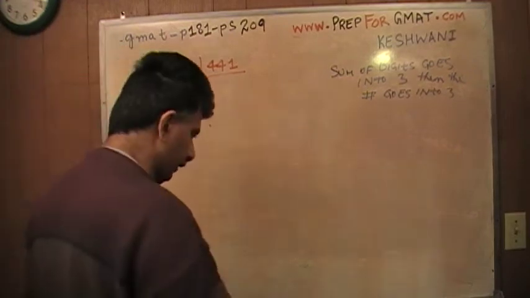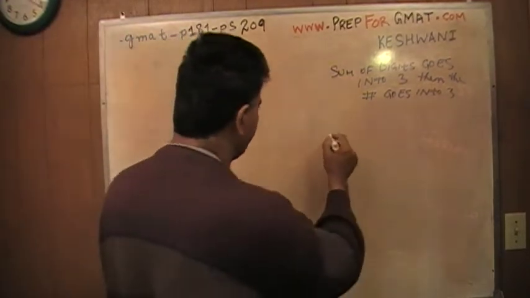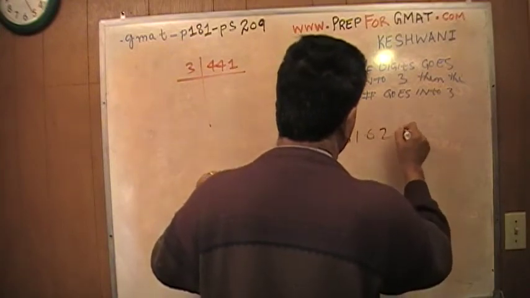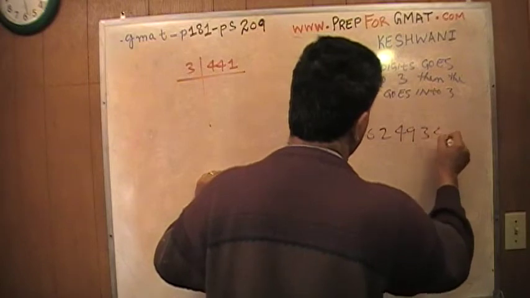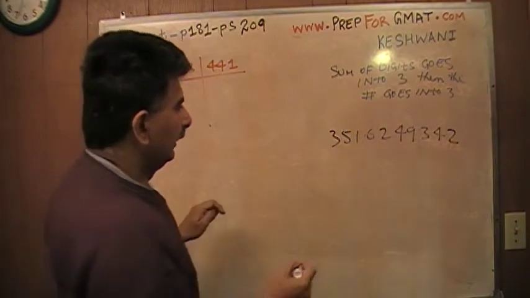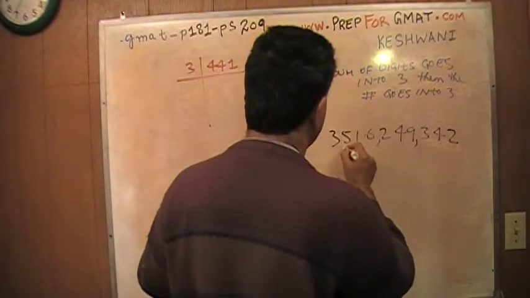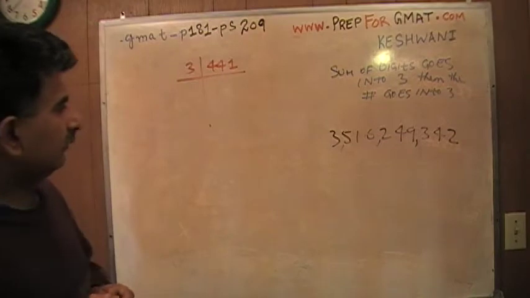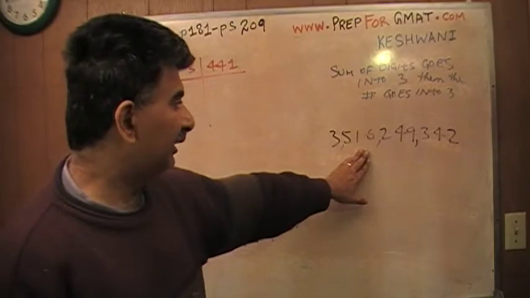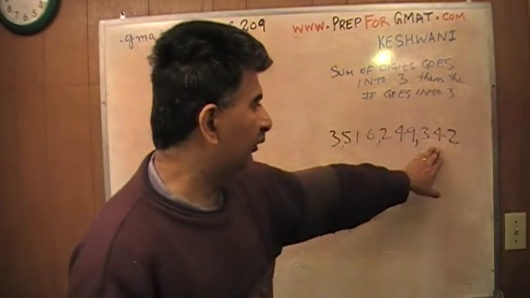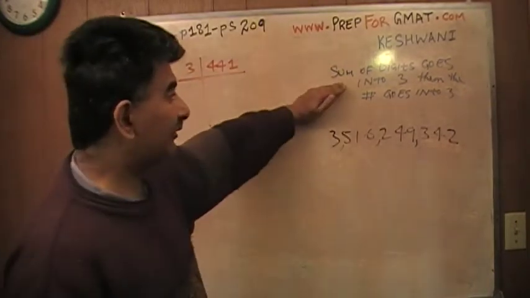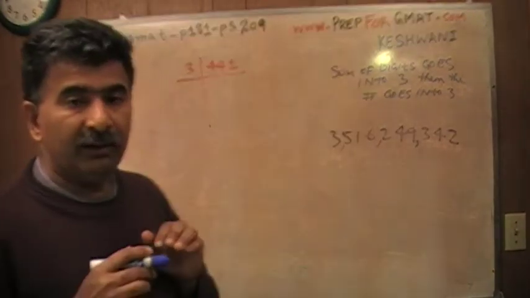Let me give you one quick example here. I'm just going to make something up. This number here. What is it? Million, billion, trillion. It looks like 3,516,249,342,000. Does that go into 3? Well, let's find out. As long as the sum of the digits goes into 3, the number should go into 3. Now that's a theory.